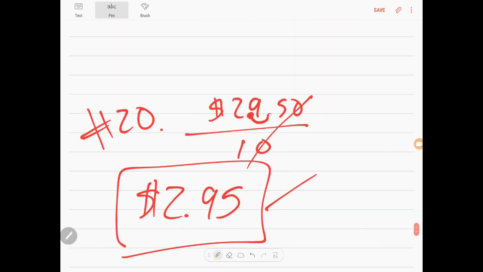For number 20. I have $29.50 divided by 10. Because, once again, I know my rules are 0, I cross out the 0 and I move the decimal over one spot. Didn't have to do any division, and my answer is $2.95.